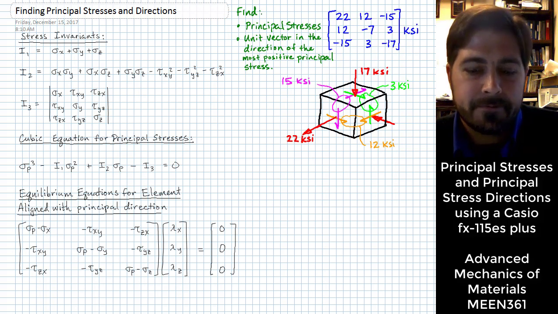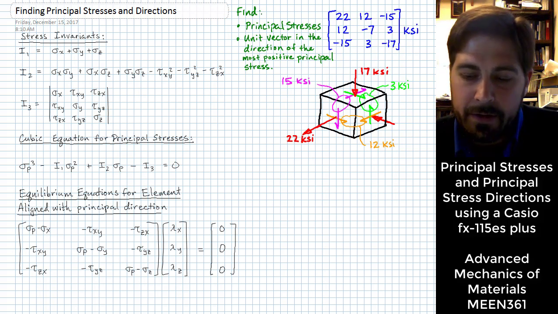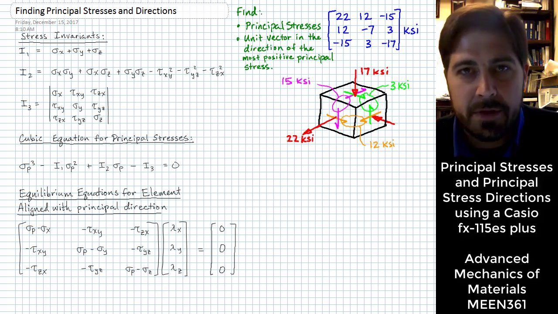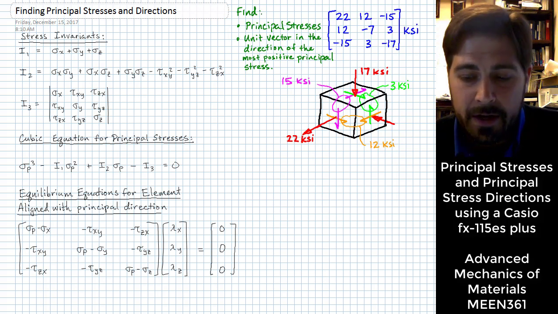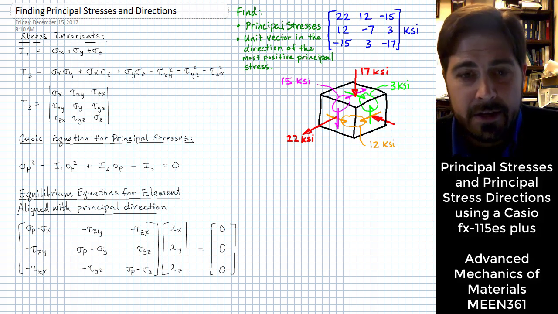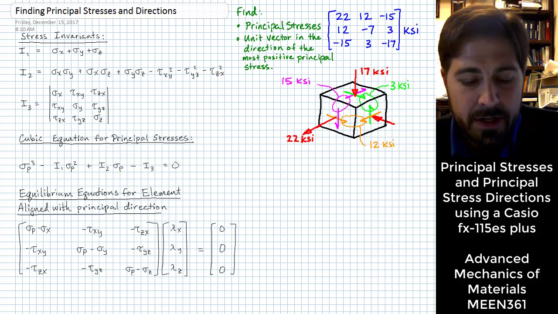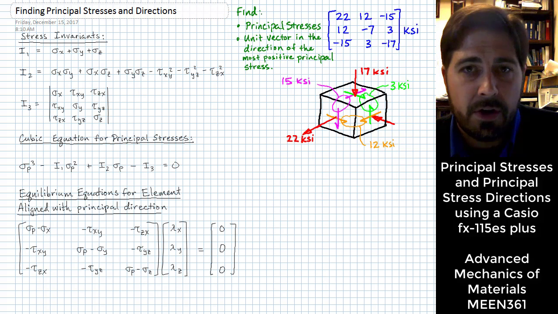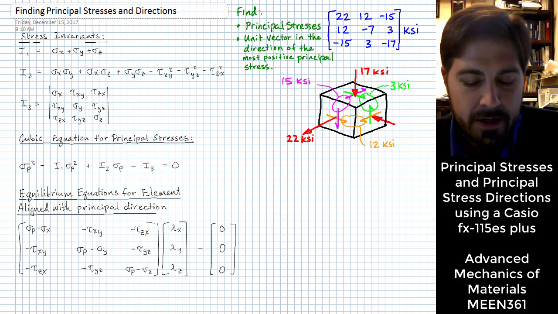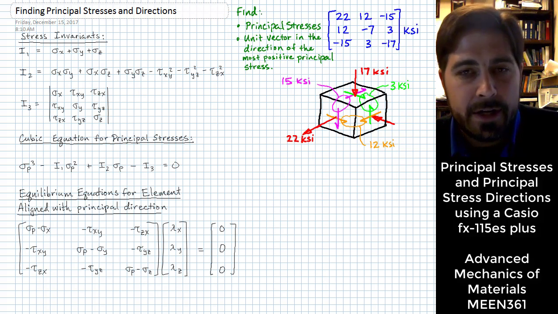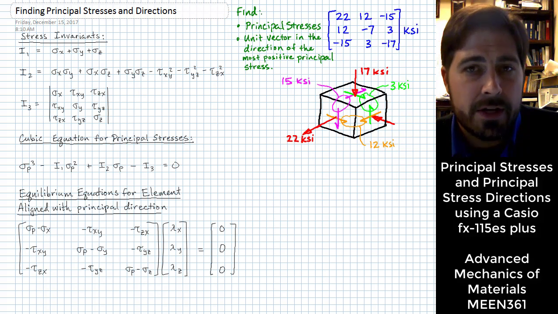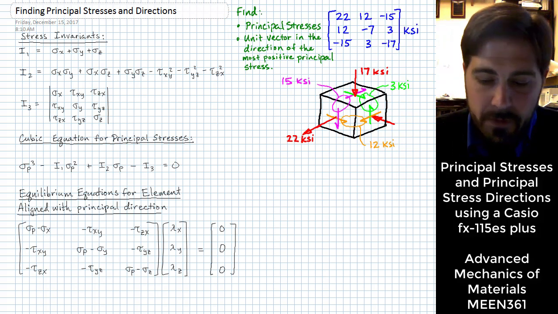So let's get started. First of all, what we see in the upper right hand corner is the stress state that we would like to work with. First we're going to find the stress invariants for that stress state. Those stress invariants are going to feed into a cubic equation, which we can solve for the principal stresses, and from there we will work with a linear system of equations in order to figure out what the directions are.